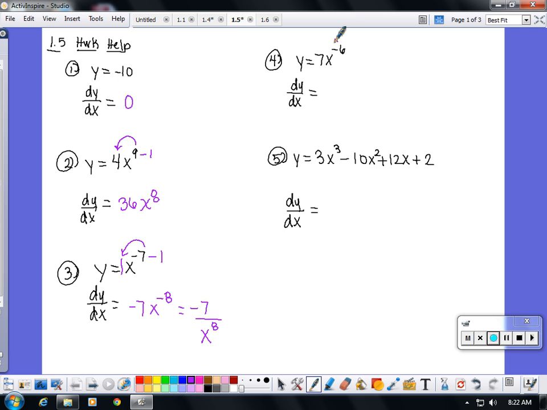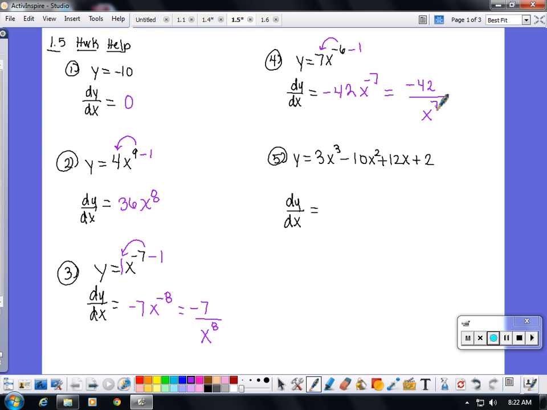So on 4, multiply -6 by the number out front, you get -42. X, drop your exponent by 1, your new exponent is -7. Let's simplify it like the previous one. -42 stays on top. To get rid of the negative exponent, you drop it to the bottom and make it positive.